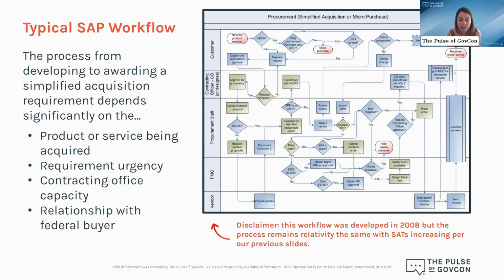And then the contracting office capacity. I mean, we're all humans here, right? So depending on the workload of the contracting office, depending on how familiar that contracting office is with the simplified acquisition procedures, and how quickly they can get that done through legal, right? That really dictates the speed at which this runs. And then your relationship with the federal buyer, right? That also impacts it, and what their need is.